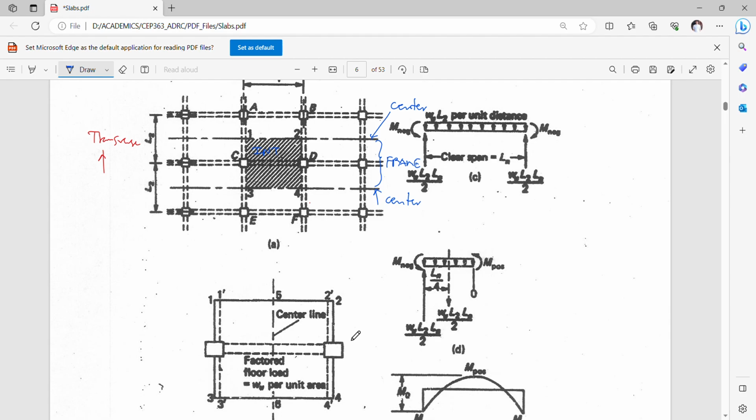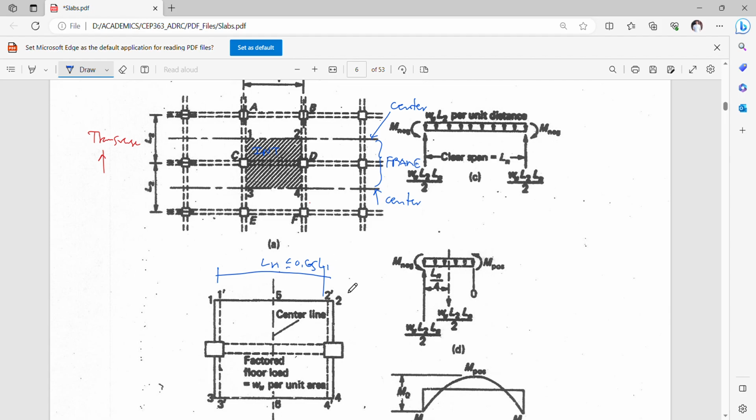The static moments and other variables that we need for our procedure computation. Of course, this panel here must be fully loaded as based on the limitations. So this WU is a factored floor load per unit area. This is the center line of your span. And the clear span is now measured not at 1, 2, but rather at 1, 2 prime. So this is now your Ln, which must be less than 0.65 of your L, as given in your parameters.